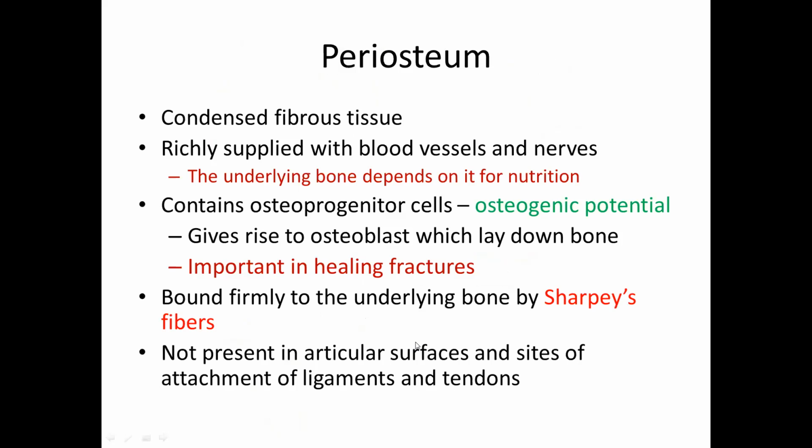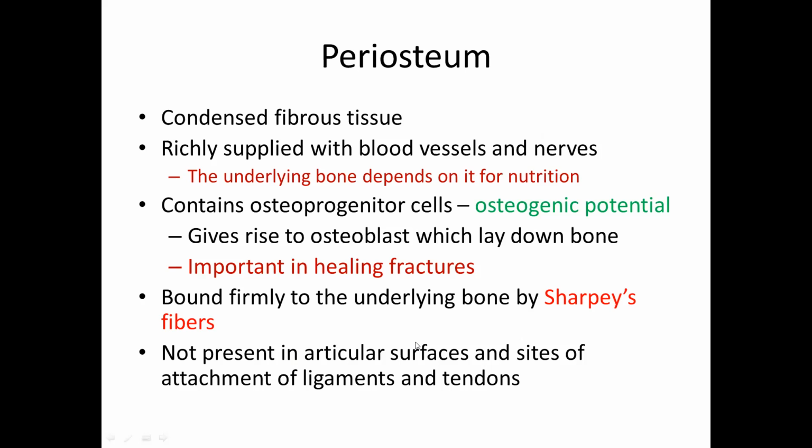Now let's talk about the periosteum. Periosteum is condensed fibrous tissue. It is richly supplied with blood vessels and nerve fibers, and the underlying bone depends on it for nutrition because the blood vessels enter the bone through the periosteum. Blood vessels in the periosteum go into the Haversian canals and nourish the bone.